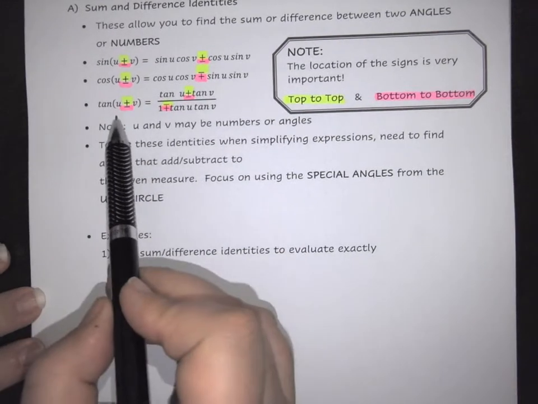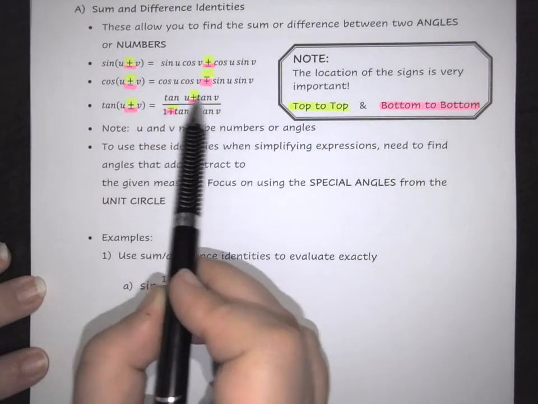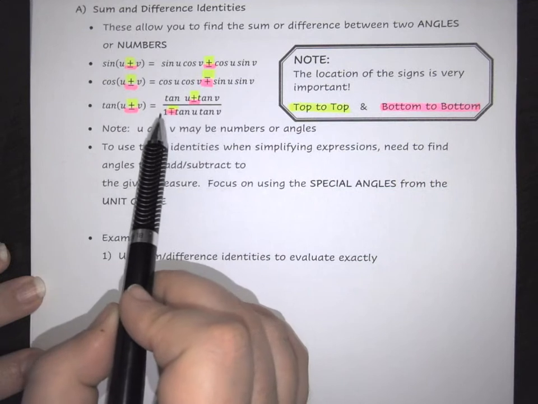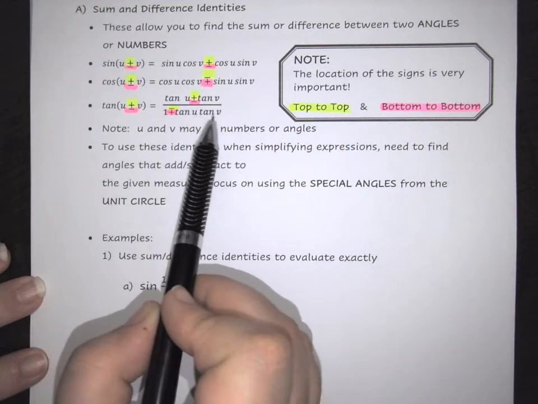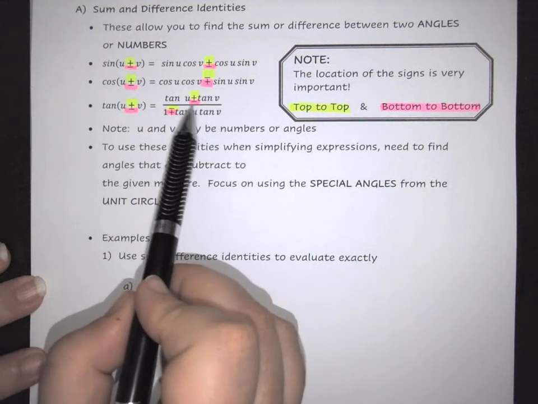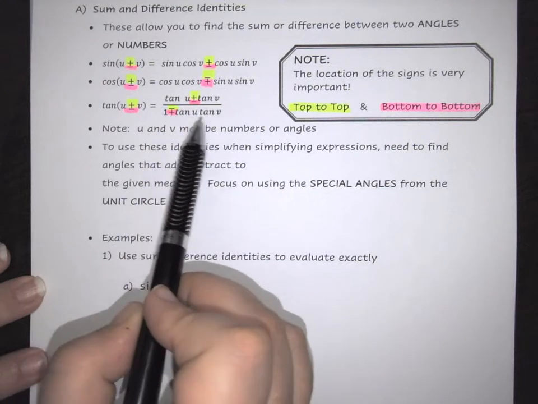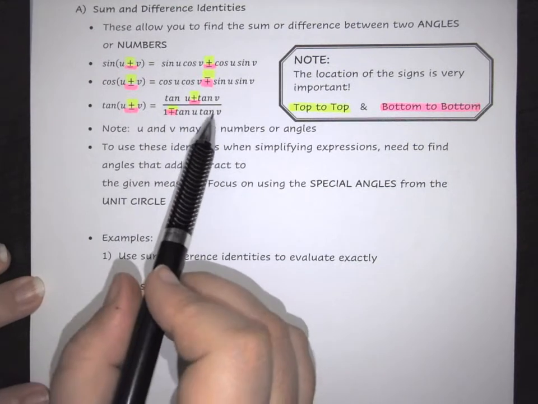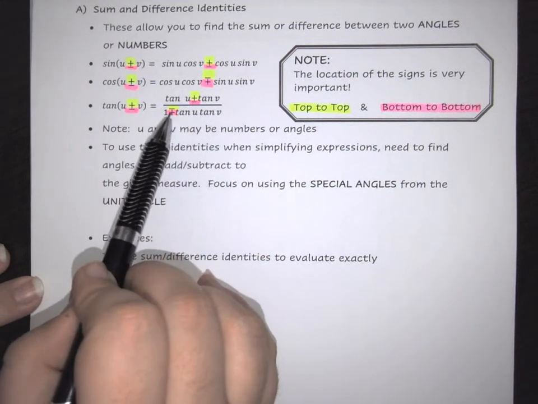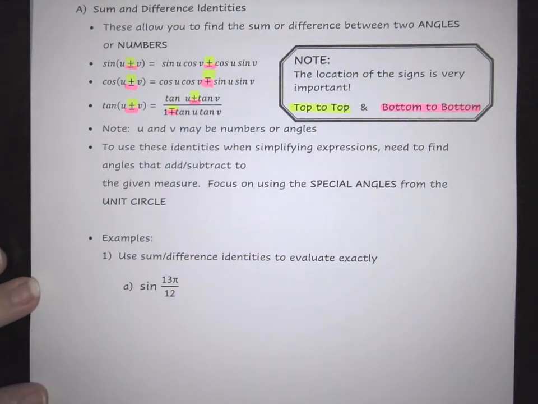Now the same happens for your tangent. Notice if I did my sum for my tangent, on my numerator I would have tangent u plus tangent v, but my denominator becomes 1 minus tangent u tangent v. Whereas if I did my difference, I would have tangent u minus tangent v on the top and 1 plus tangent u tangent v on the bottom. So again, that method of top sign or operation to top, bottom operation to bottom is going to hold through.